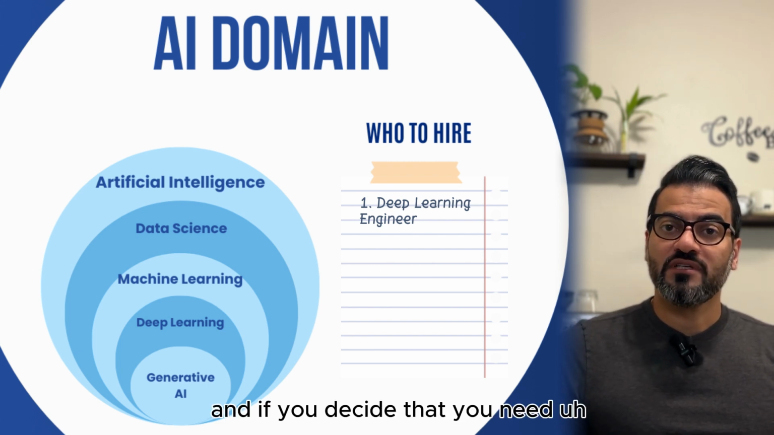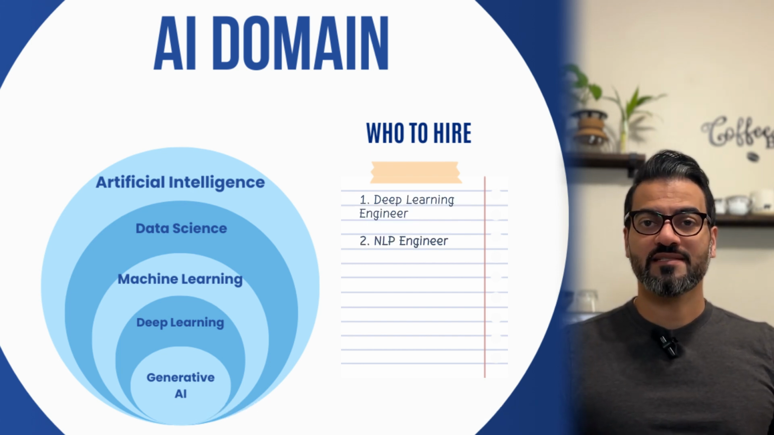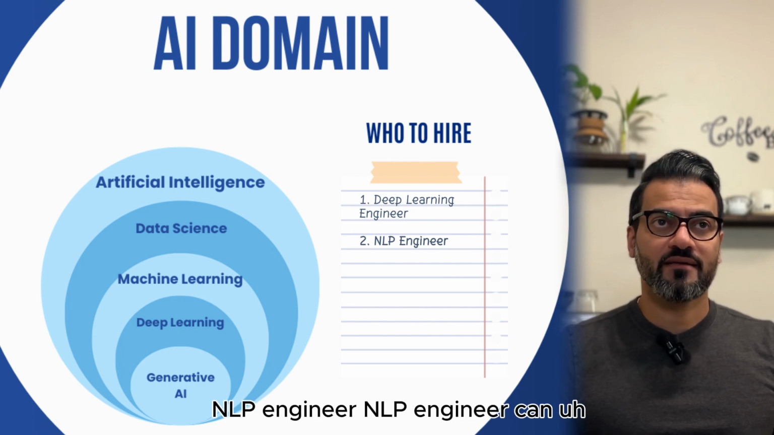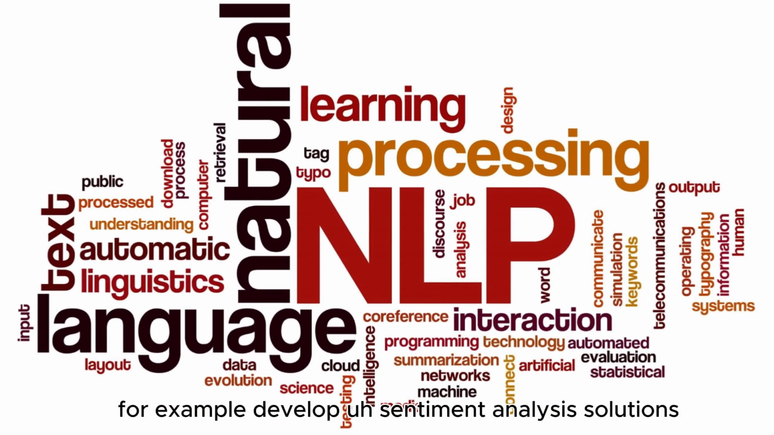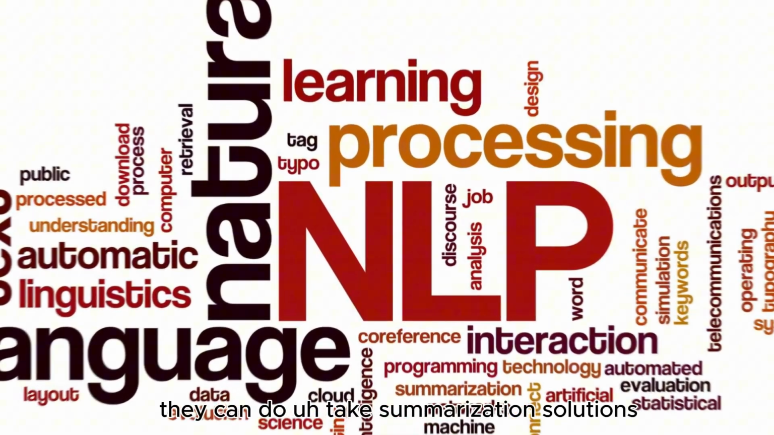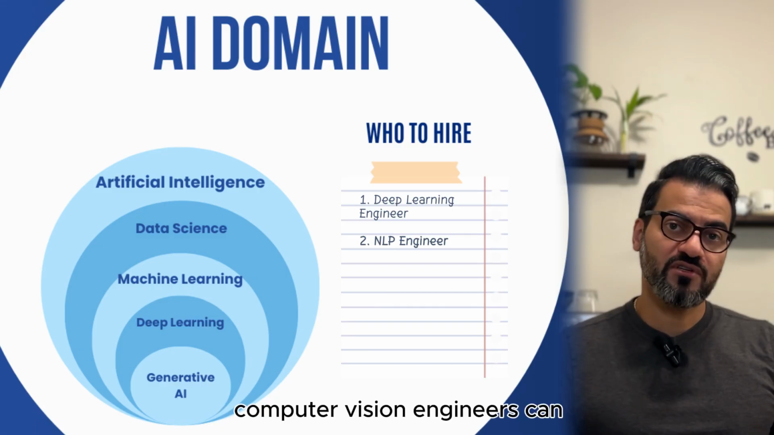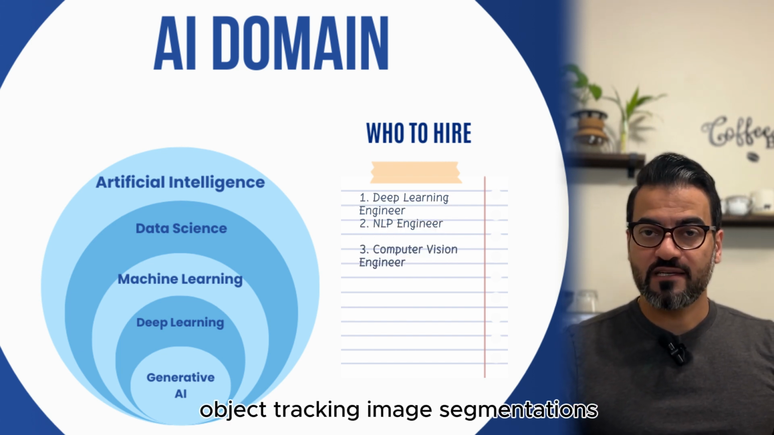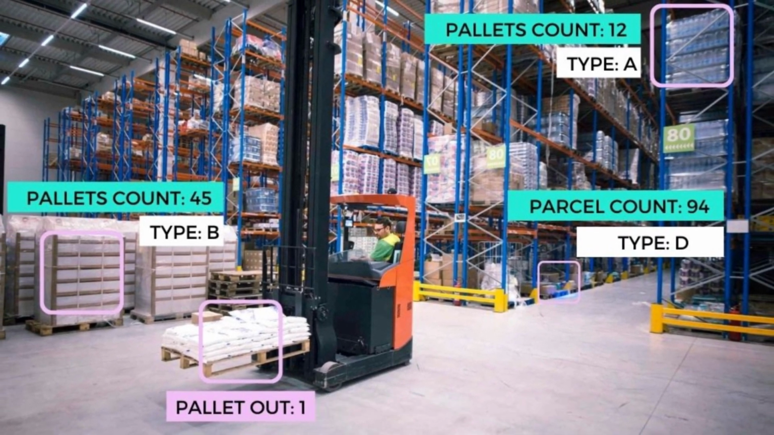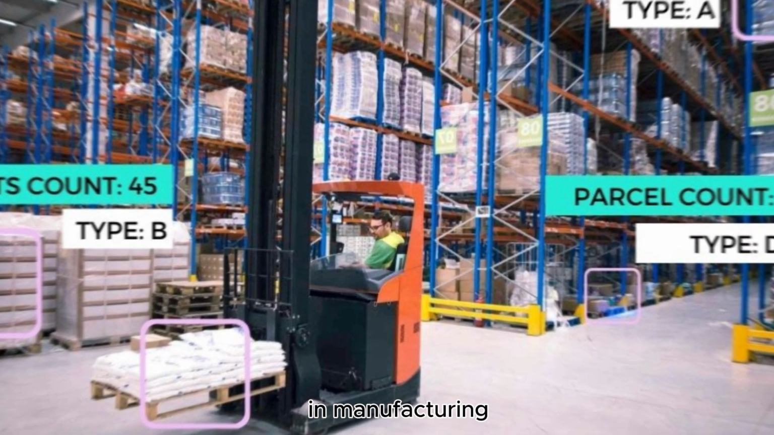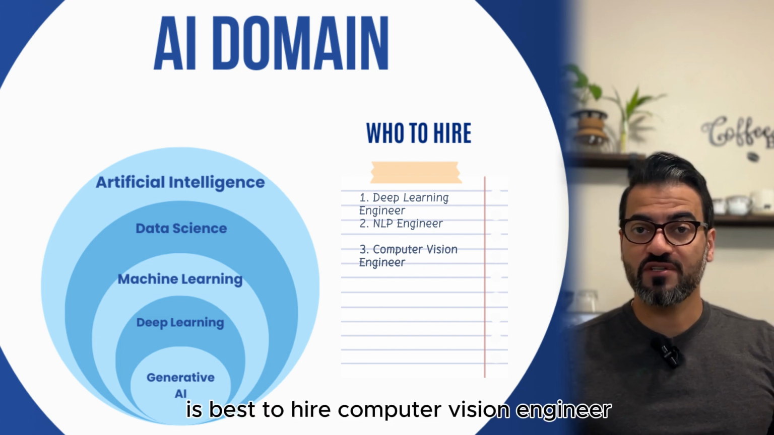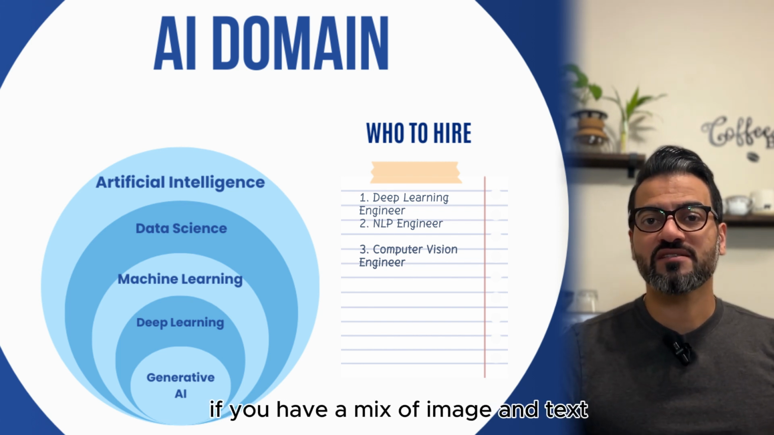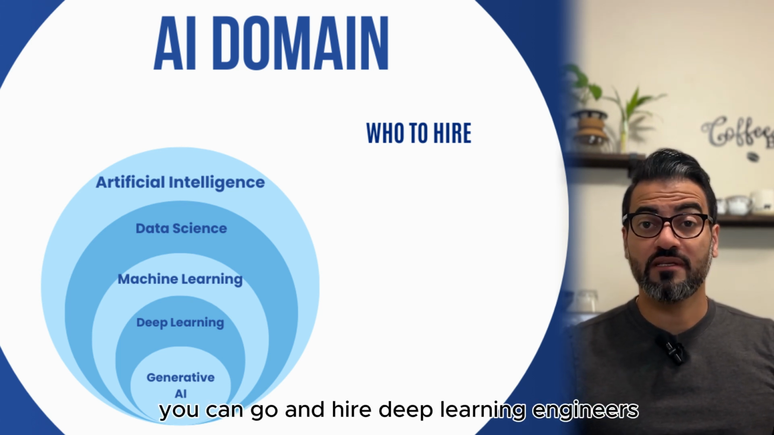And if you decide that you need more specialized engineering for, let's say, natural language processing, you can hire an NLP engineer. An NLP engineer can, for example, develop sentiment analysis solutions. They can do text summarization solutions, chatbots. Computer vision engineers can do projects like object detection, object tracking, image segmentations, facial recognition, and quality control in manufacturing. It's best to hire a computer vision engineer if you specifically want to work on image data. If you have a mix of image and text, you can go and hire deep learning engineers.